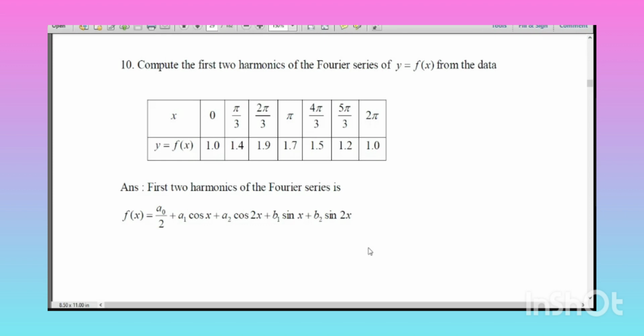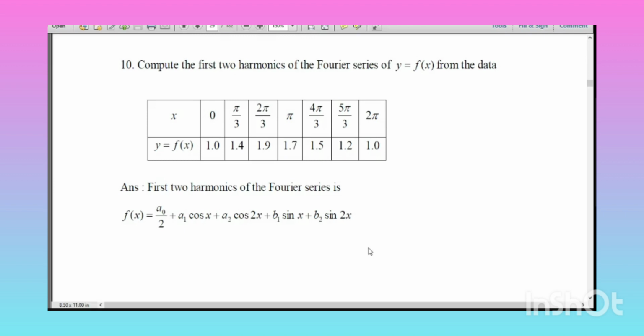Understand? So in the question, there will be find the first harmonic. That means it will be very easy to solve, because f of x equal to a0 by 2 plus a1 cos x plus b1 sin x. If in the question paper, there is find two harmonics, two harmonics means f of x is equal to a0 by 2 plus a1 cos x plus a2 cos 2x plus b1 sin x plus b2 sin 2x.